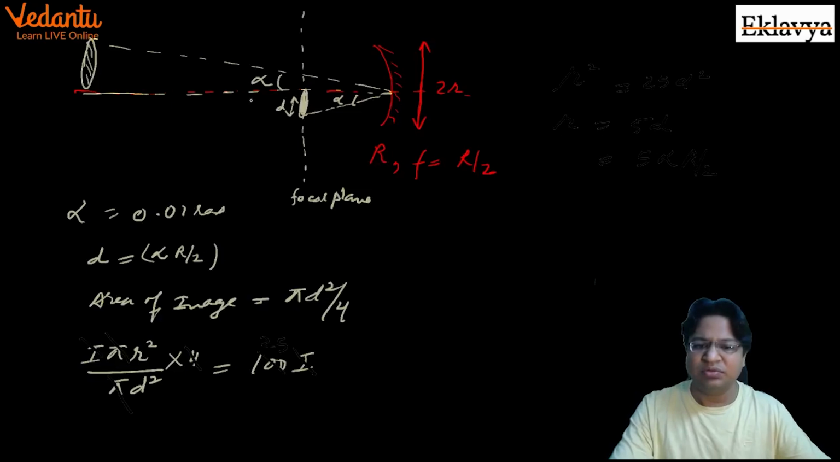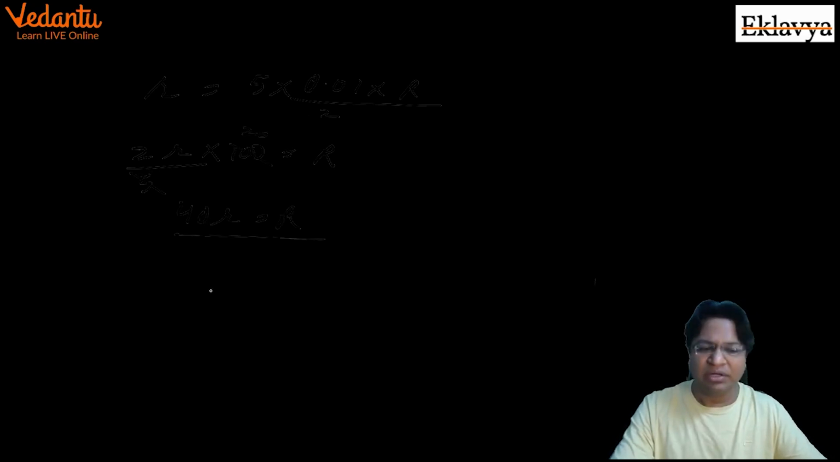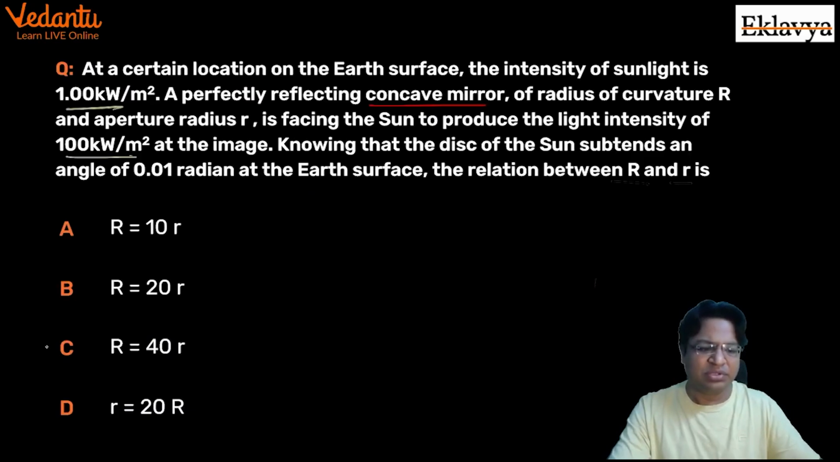So small r equals 5 into alpha, and alpha was 0.01, into R by 2. This can be written as 2r by 5 into 100 equals capital R. So 2 by 5 into 100 will become 40, so 40r equals capital R. So that would be option C. So option C would be the correct one here.